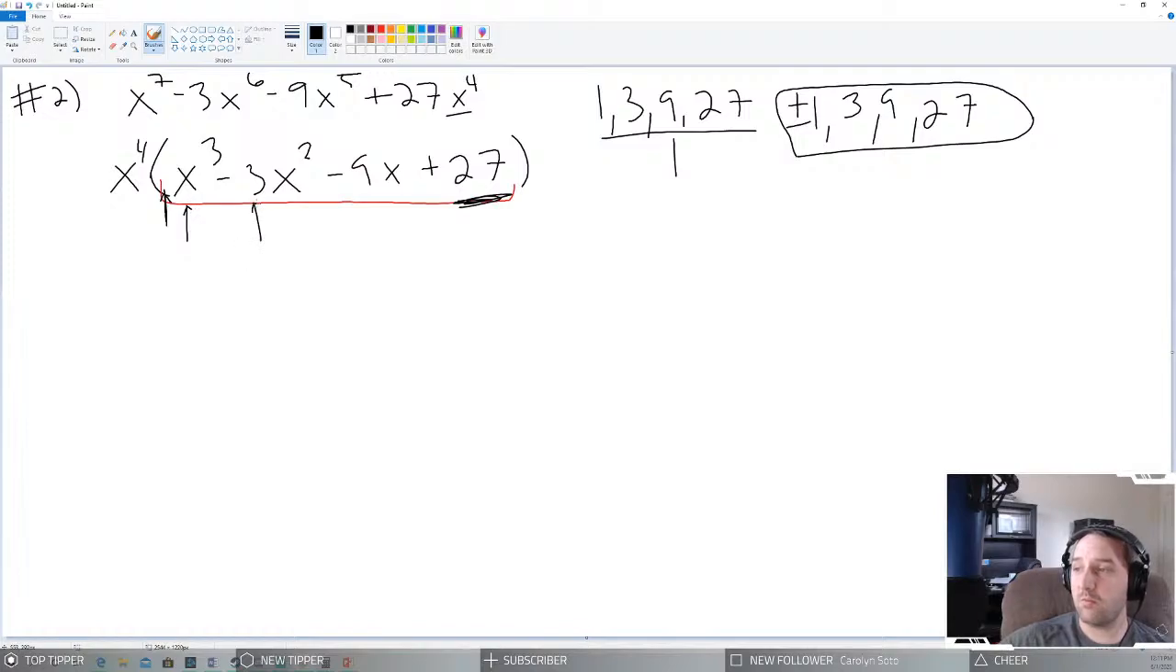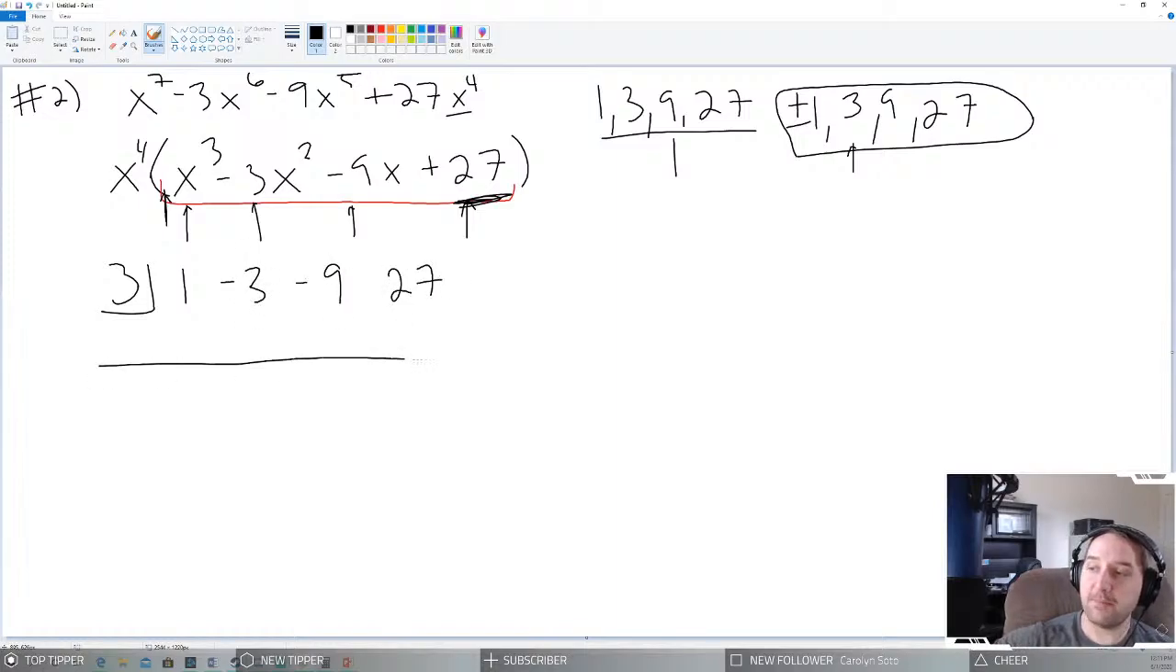If you notice, it goes from 1, 3, 9, and then 27. It seems everything is getting multiplied by 3. That tells me 3 right here is probably going to be a good one. Now it could be negative 3, it could be positive 3, I don't know. But let's just start with positive 3 to see how that's going to work out. So we take the 3, we put it in the box, and then we write out the coefficients.